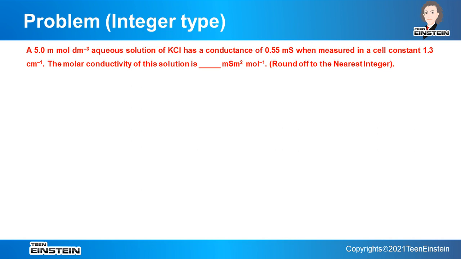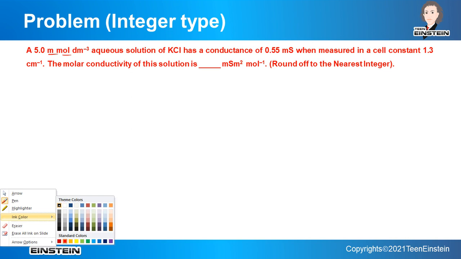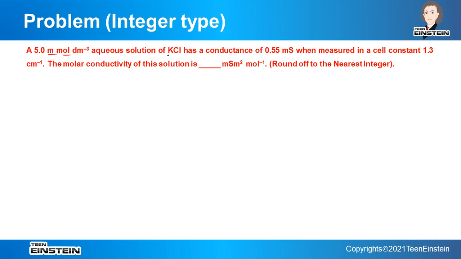Fine. Here we have a problem. A 5 millimole, be very careful about the units, it is millimole, not mole, per decimeter cube aqueous solution of KCl, which is a strong electrolyte, and conductance is mentioned as 0.55 millisiemens, that means millisiemens, measured in a cell of constant 1.3 centimeter inverse. So here simple conductance is given. It is not equivalent, not specific, and not molar also. We have to find the molar conductivity of this solution in millisiemens meter square per mole unit. We have to be very careful about the units.